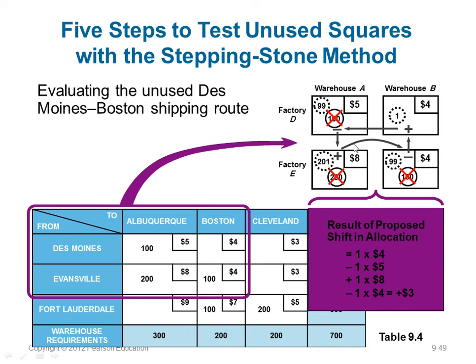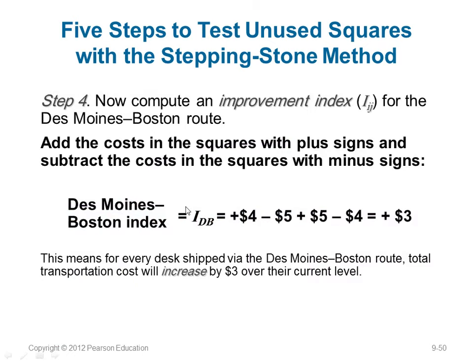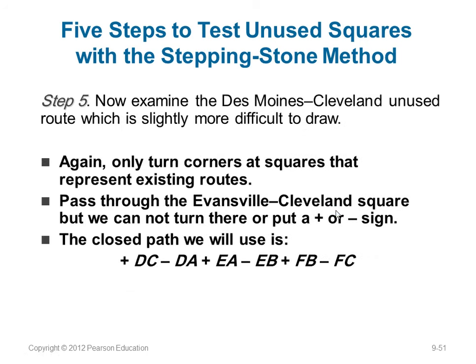So what is the improvement you will get by doing this step? You can do it like this: plus 1 into $4, minus 1 into $5 because we reduced 1 here, plus 1 into $8, minus 1 into $4. So the solution will be plus 3. Our cost will increase by plus 3. This is called the improvement index. We started with point DB, where D is the source and B is the destination. So we have plus $3. Is this good? Do we want to increase our cost or decrease our cost? We actually want to decrease our cost.